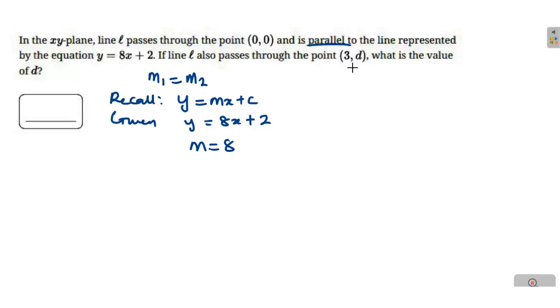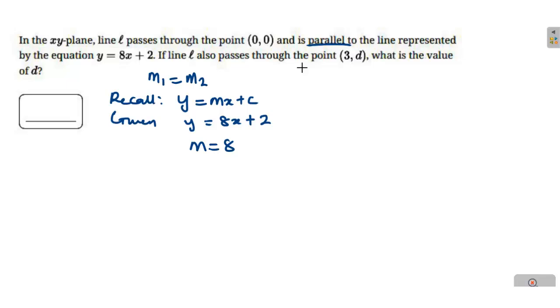They can have different intercepts, but as long as they are parallel to each other, they will have the same slope. So now it implies that the slope of this line that passes through the points (3, d) and (0, 0) is still 8. Why? Because both of them are parallel. It's parallel to line L, because line L passes through this and is parallel to the line represented by this equation. Basically, what I'm trying to say in essence is they are going to have the same slope.